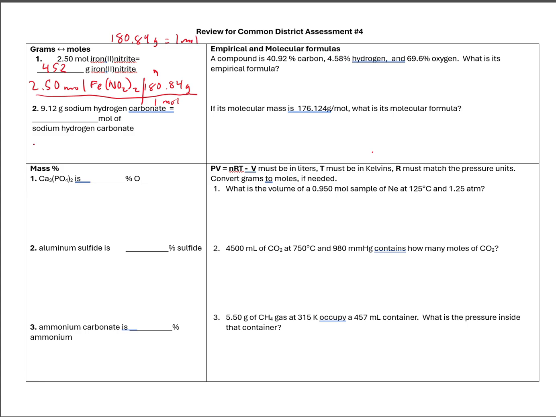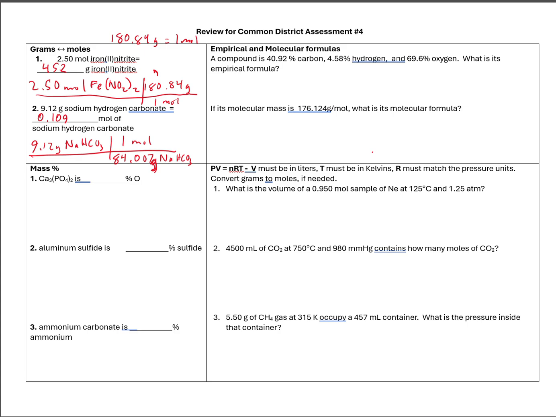Something a little bit different here, 9.12 grams of sodium hydrogen carbonate, which is NaHCO3. We're going to need the grams of that below and the moles on top. From the periodic table, 84.007 is our number of grams for 1 mole. So we got to do some math. And the calculator says the answer is 0.10, I guess we'll round that to a 9, will be the number of moles of sodium hydrogen carbonate.